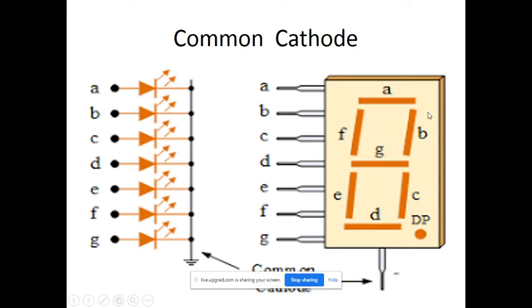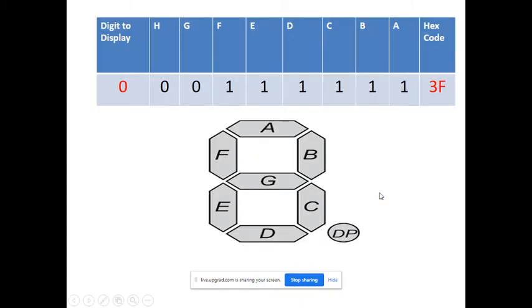Now just see this figure. As per your requirement, provide the signal on these pins, and according to that the particular number will display on the 7 segment display. Now how to create the lookup table, that is the question. Once you get this idea, then you can construct the lookup table as per your requirement.